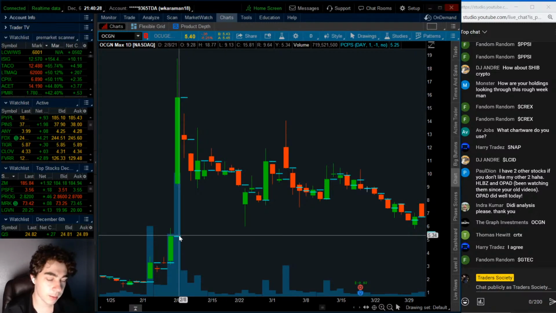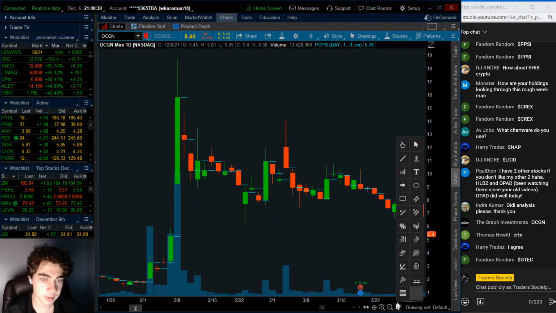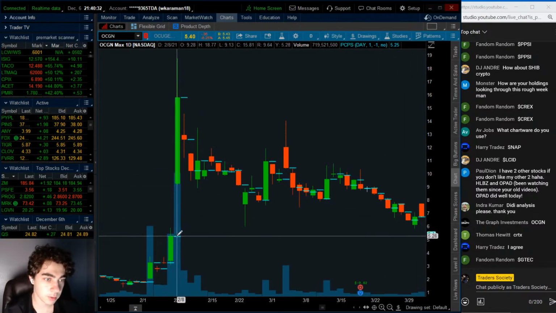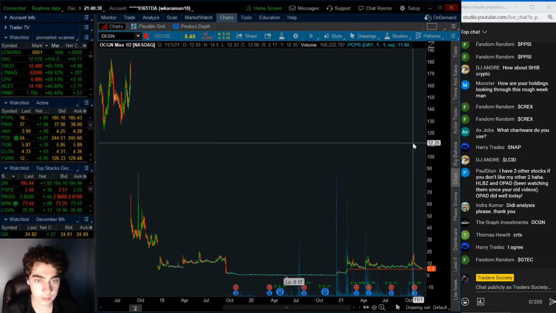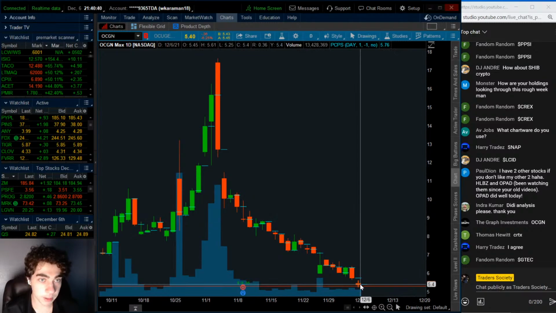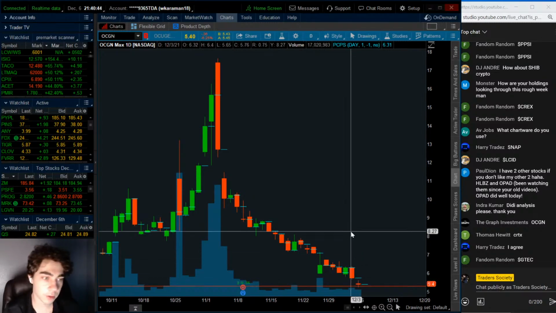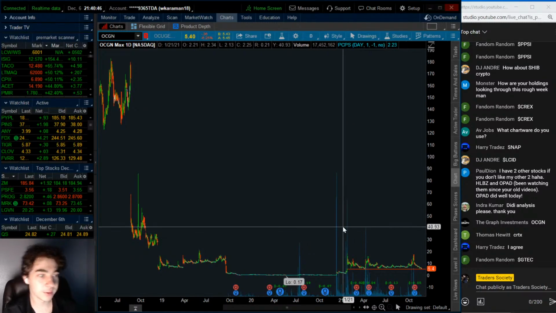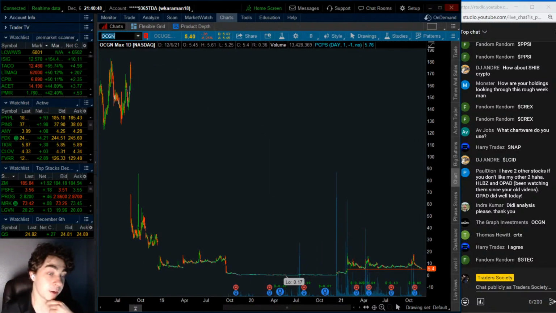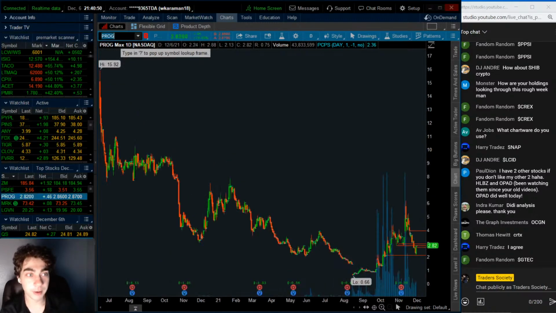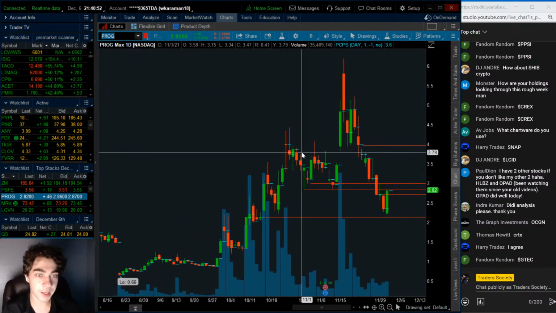Oh, okay, never mind. I missed this. So never mind, this is actually really relevant. So 525, there's a key gap fill level. Let's see what the floor was today. It bottomed out at 525.